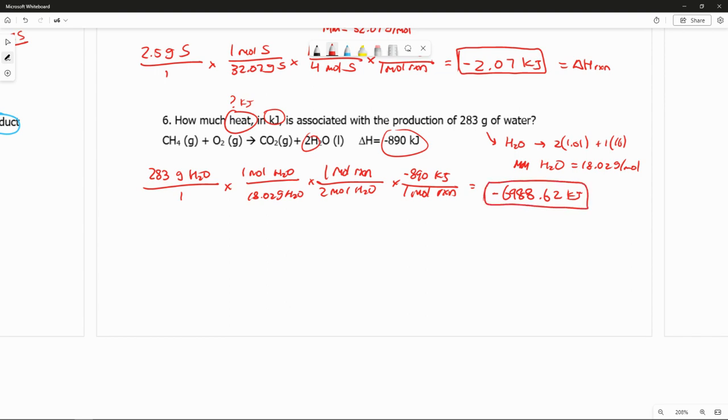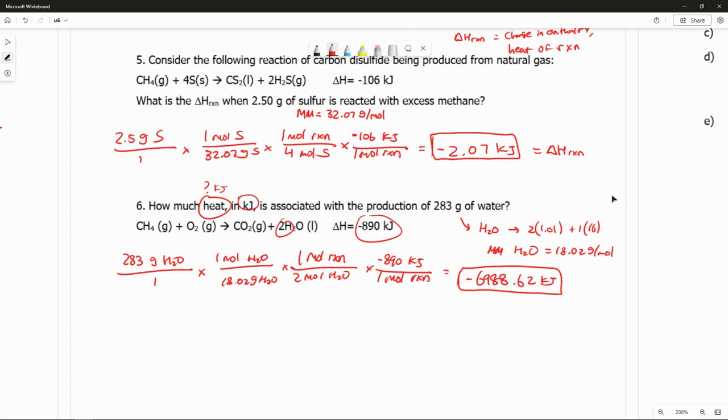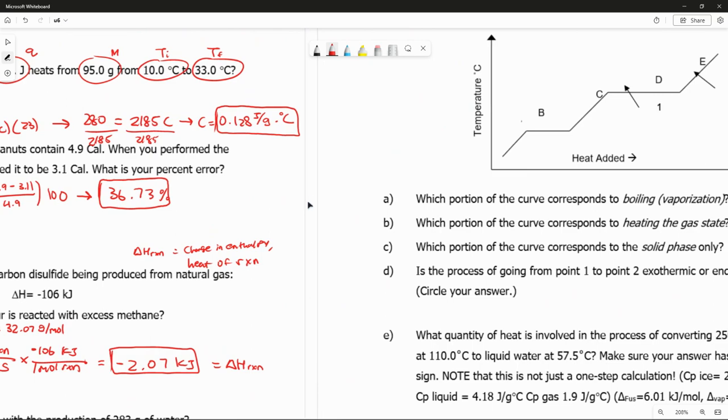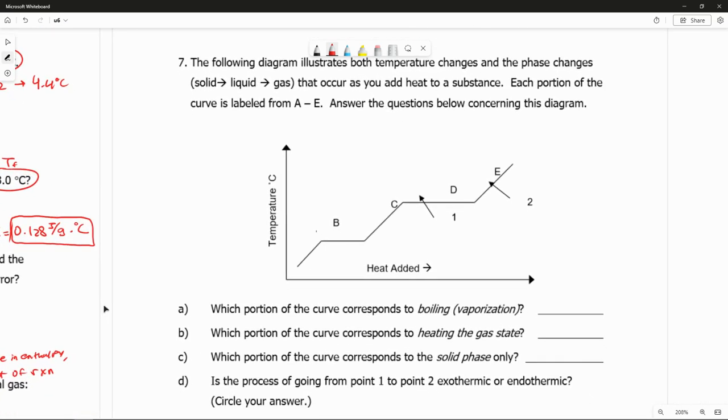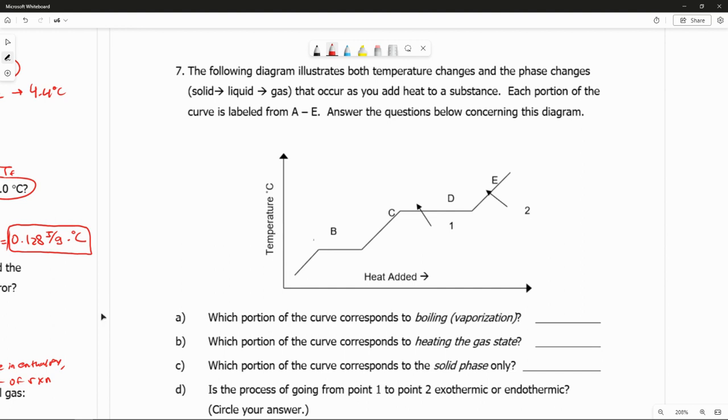And that is it. All right, moving on, we have one more page of stuff to get through for our thermochemistry unit. So, number 7 says, the following diagram illustrates both temperature changes and the phase changes, which is solid to liquid to gas or gas to liquid to solid, that occur as you add heat to a substance. So, as you know, if you add heat to a solid, it's going to become a liquid. If you add heat to a liquid, it's going to become a gas. So each portion of the curve is labeled from A to E.